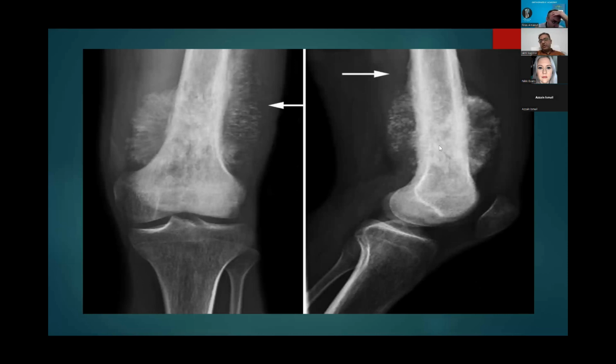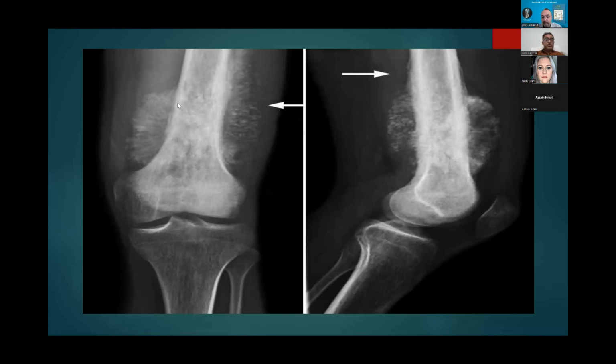And if you focus on the lateral view on the right side, you can actually see the periosteal reaction and the elevation here and around this area. And this is the classical appearance of what is called Codman's triangle and sun ray spicule appearance. And when you have both these things, the diagnosis is likely to be an osteosarcoma.